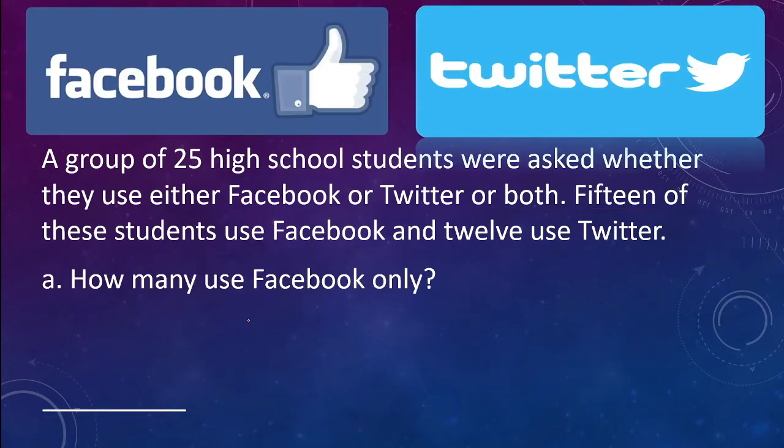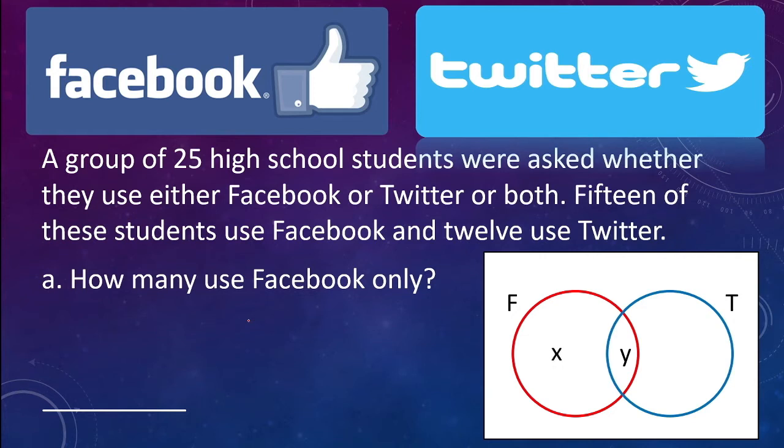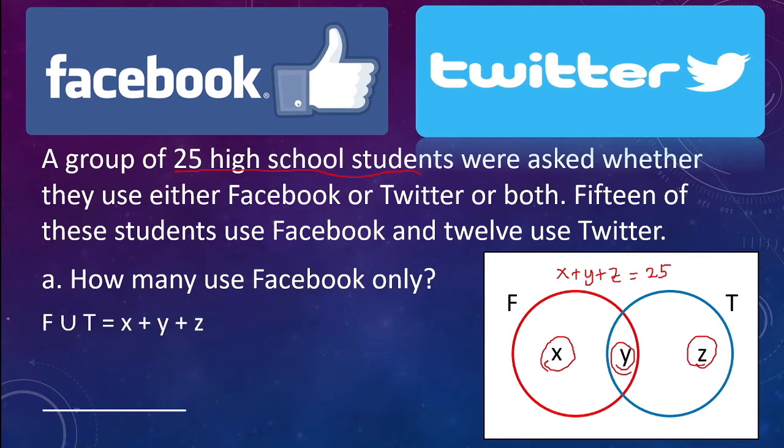So let us answer letter A. How many use Facebook only? So remember, let us represent the number of elements of Facebook only as X. And the number of students who use Facebook and Twitter, let us represent it as Y. And let us represent Z for those students who use Twitter only. So we have here the total of 25 high school students. So that means if we add these three, X plus Y plus Z, we have 25 students. It represents the cardinality of Facebook union Twitter. So the cardinality of Facebook union Twitter is equal to X plus Y plus Z. So we have here X plus Y plus Z is equal to 25.